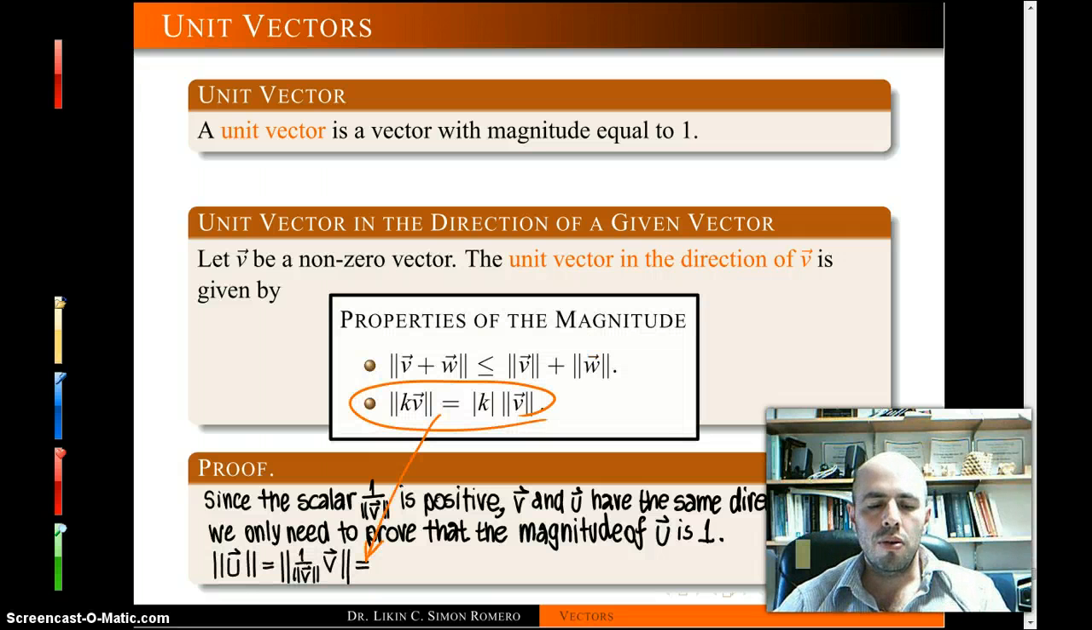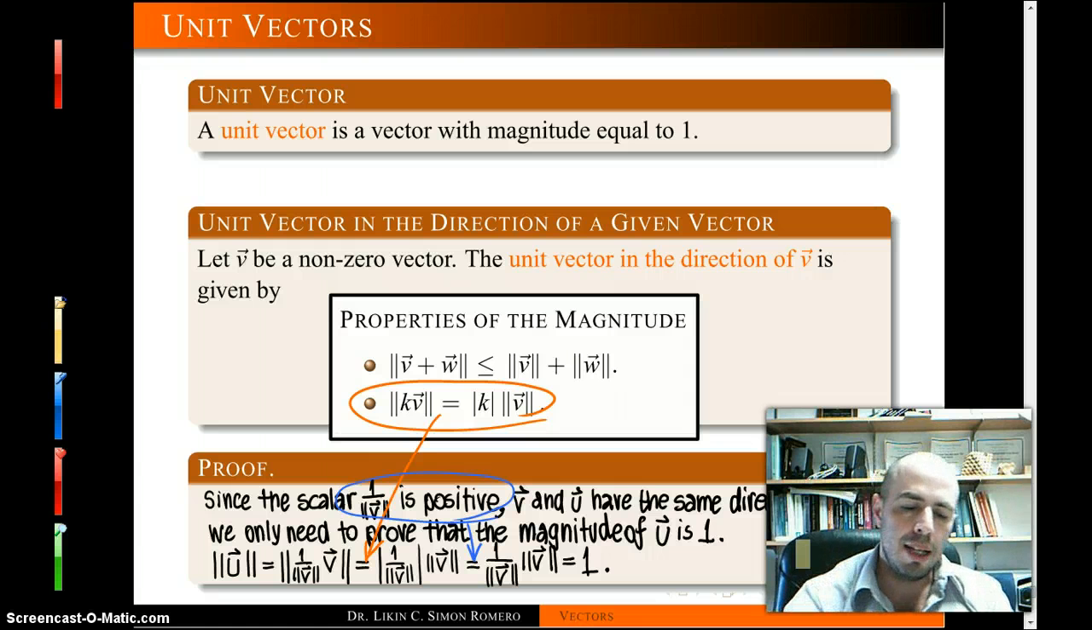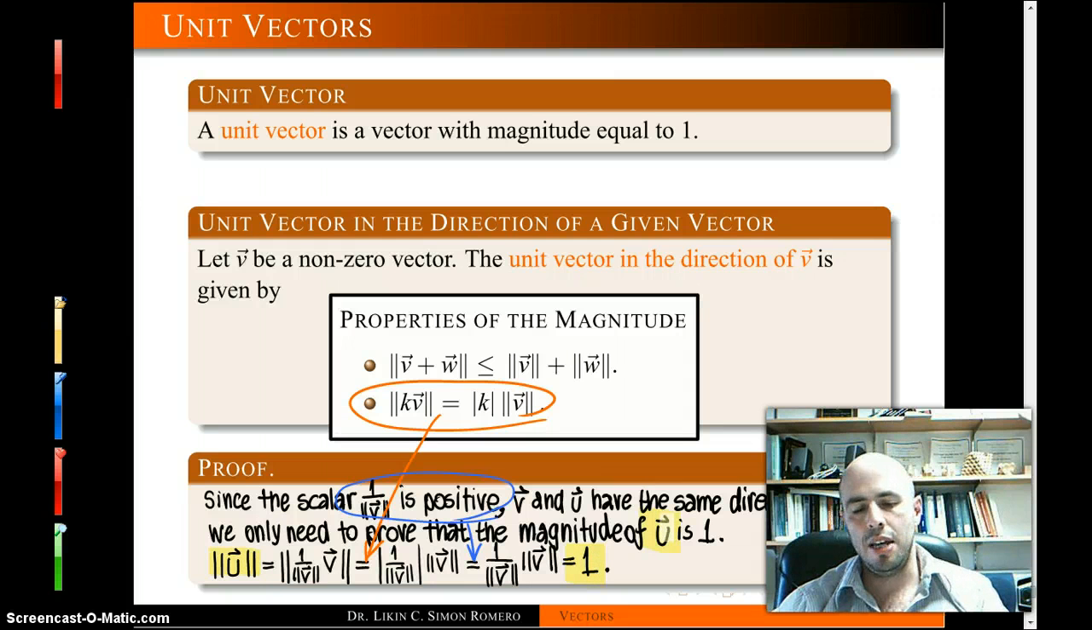The magnitude of u is the magnitude of 1 over the magnitude of v times v. But that is equal, because of the properties of the magnitude, to the absolute value of 1 over the magnitude of v times the magnitude of v. But the scalar is positive, so it ends up being the magnitude of v over the magnitude of v, which gives you 1. So the magnitude of u is 1, which means that the vector u is a unit vector.